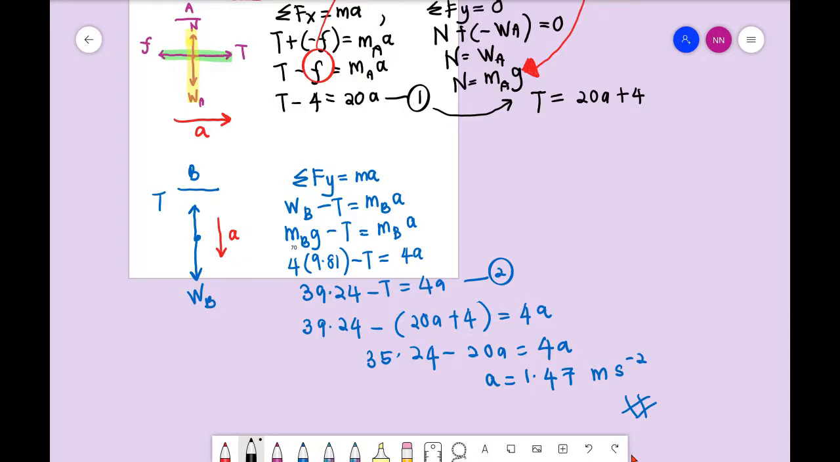How about tension? For tension T, we simply substitute A, 1.47, into equation 1, plus 4. So tension equals 33.37, and the unit for tension is Newton.